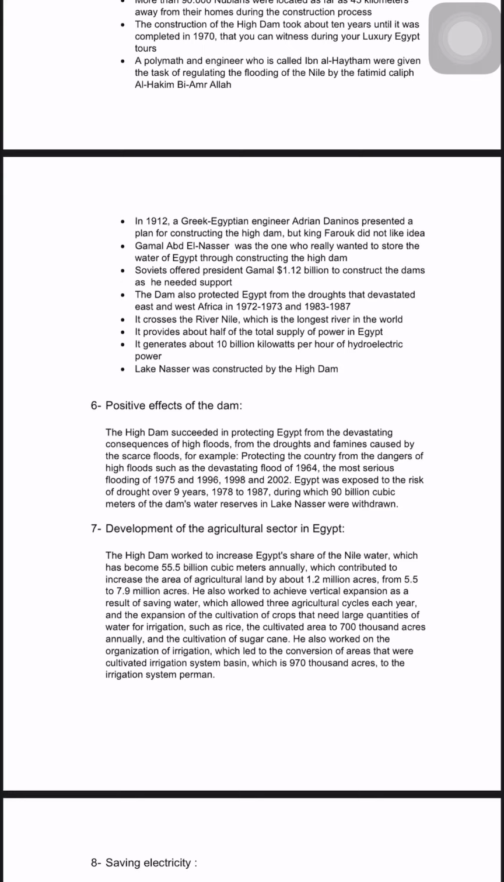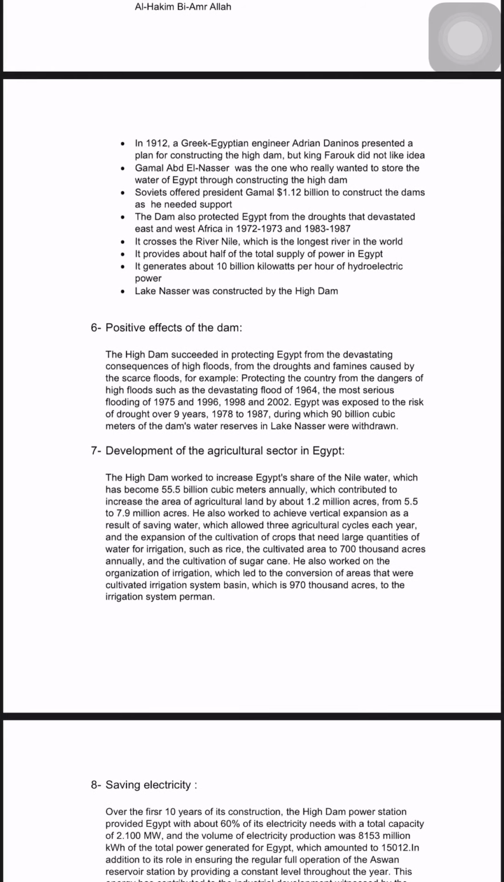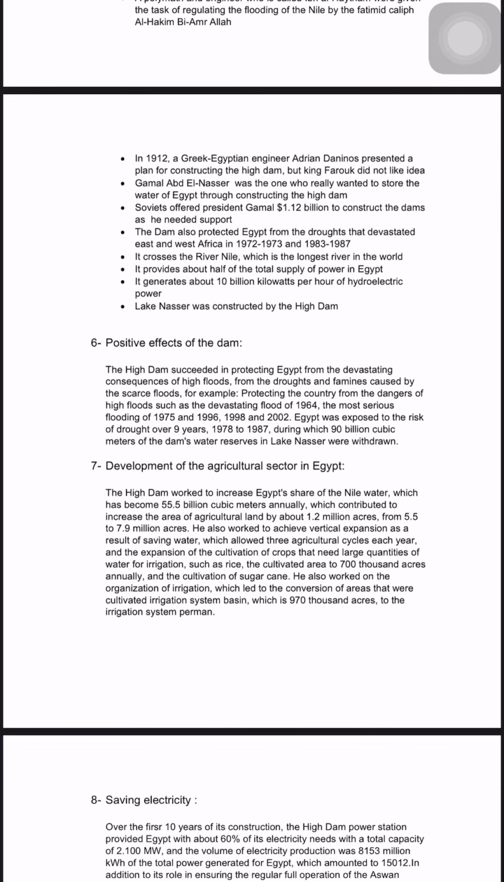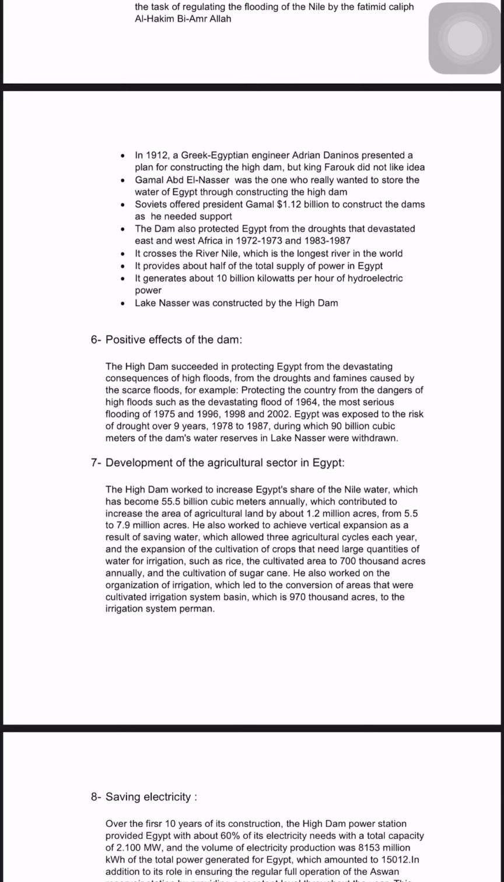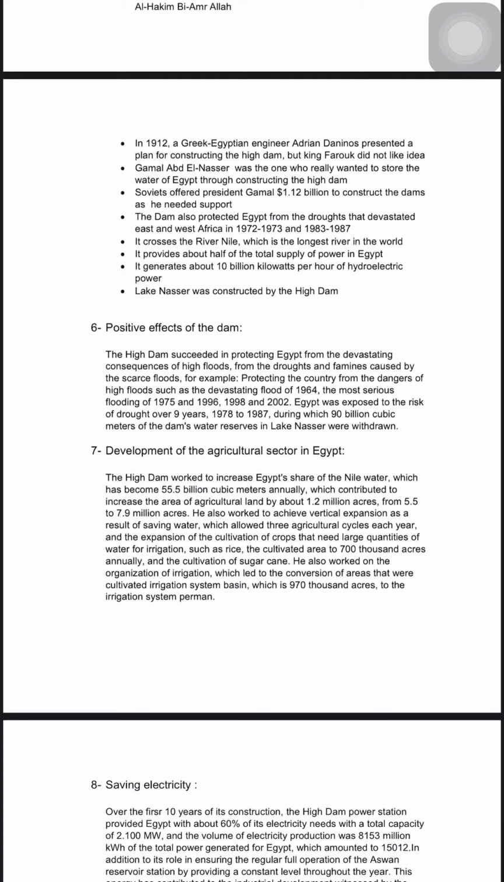The dam also protected Egypt from the droughts that devastated East and West Africa in 1972, 1973, 1983 and 1987. It crosses the River Nile, which is the longest river in the world. It provides about half of the total supply of power in Egypt. It generates about 10 billion kilowatt hours of hydroelectric power. Lake Nasser was constructed by the High Dam.